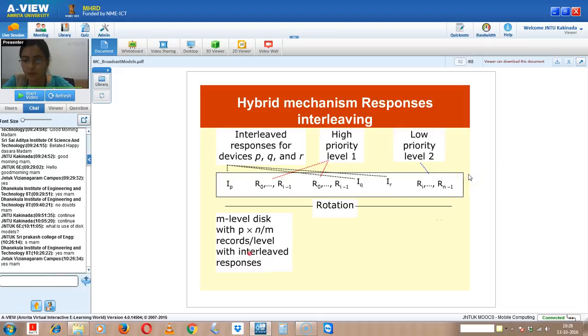Response interleaving. So we have considered an M level disk which has P into N by M records. Here P is the priority level. Okay, so we have three devices, P, Q and R. So these are the interleaving responses IP, IQ and IR for the devices. And these are the priority levels. They are the high priority, this is the low priority. So according to the interleaving responses and the priority levels, these records will be rotated and pushed from the server.